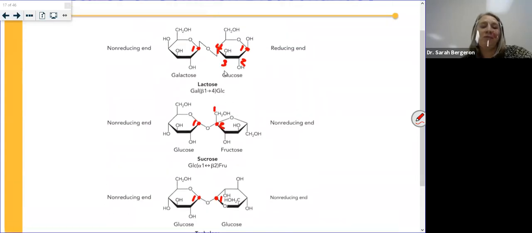So how do you determine if it's alpha or beta? So find your anomeric carbon. That is your first step for everything. I'm going to find my anomeric carbon. Then I need to number it, right? If there's no other carbon attached to my anomeric carbon, it starts at number 1.